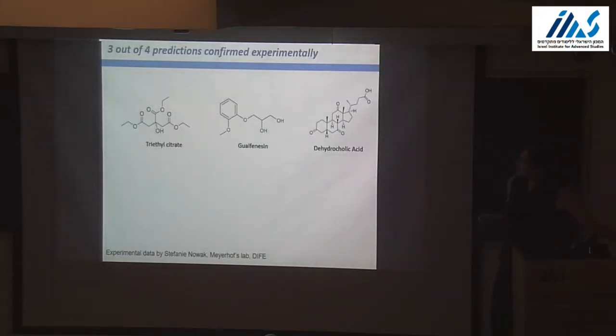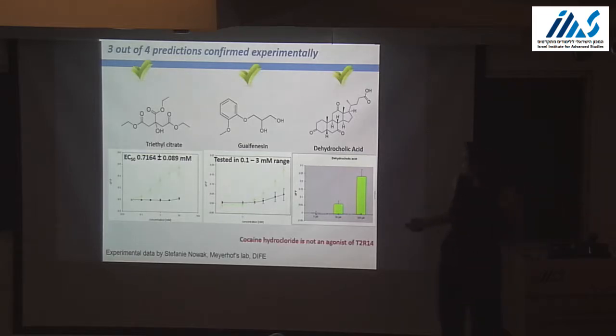And indeed, three of the four that were predicted and experimentally tested, you see here in green, showed activation of the same receptor, T2R14. This one was a mistake. It is cocaine. It is bitter. And Mike was really unhappy because he had to have it under thousands of locks and a lot of regulation because it's cocaine, and he had to test it for that. And anyway, it does not work through this receptor.